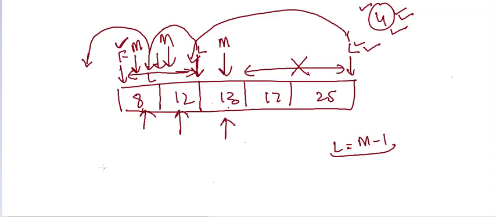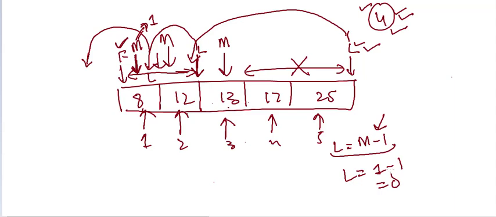We are going to calculate last as m minus 1, and remember in this case m is equal to what? M is equal to 1, right? This is the first element, 1 2 3 4 and 5, right? In this case m is equal to 1. And now last is going to become equal to what? 1 minus 1, which is going to be 0. So last is finally going to move out of the array and become 0, right?